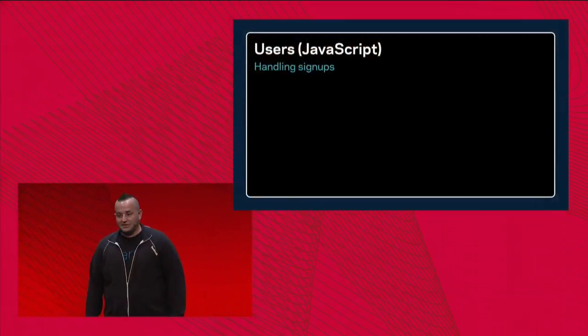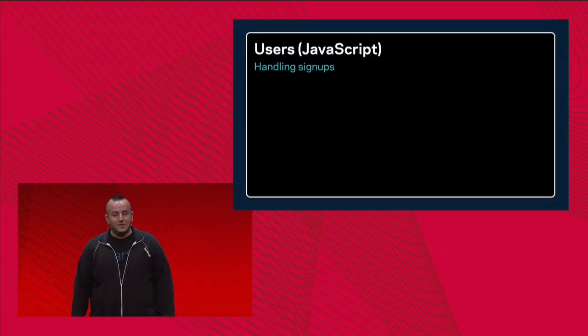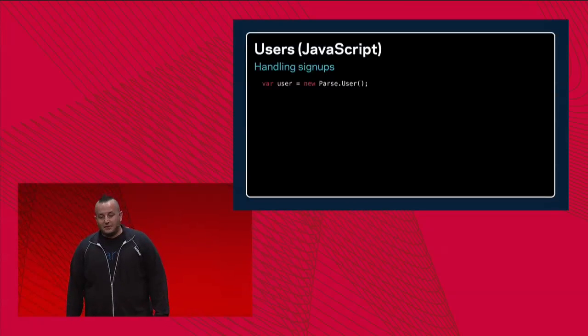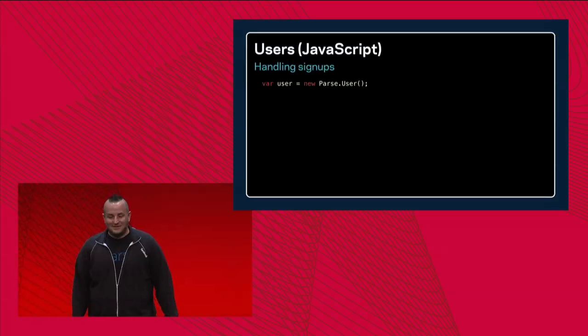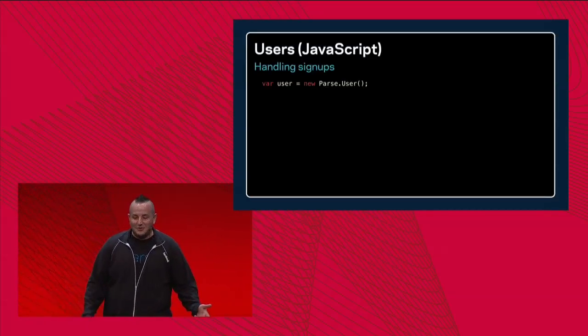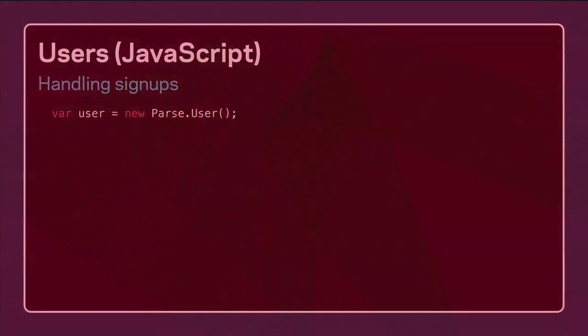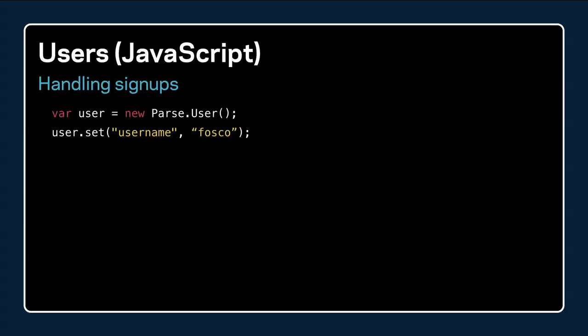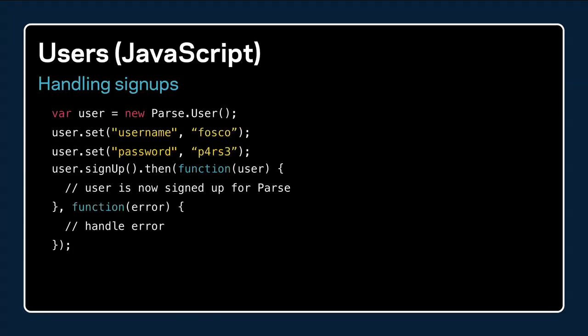Signing up a new user in your Parse app could not possibly be easier. So we'll start with JavaScript, as that's what AnyJoke is written in. You simply create a new Parse.User, set the username key, set the password key, and then call signUp and provide the function to actually run when this is completed.